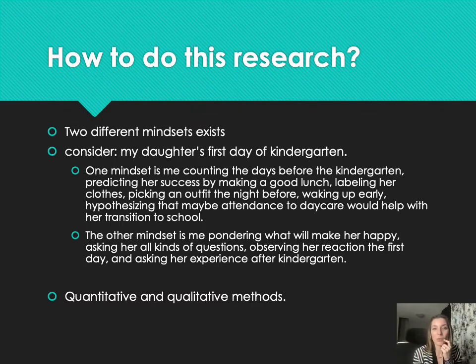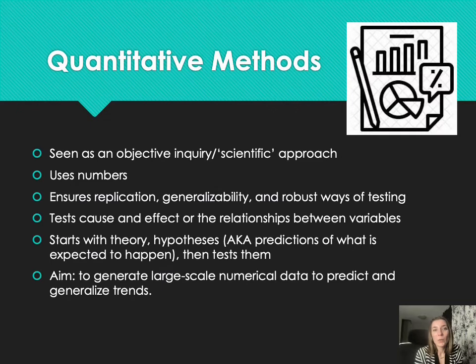And I'm going to show you what I mean by that. So quantitative methods here are seen as objective inquiry. So you're scientifically approaching a problem, you're scientifically studying something, which means objective truth. It uses numbers, it's objective because it doesn't take feelings, imaginations, experiences into account, it's only numbers. It ensures replication, generalizability, and robust ways of testing, which means you can replicate. If I've done a survey on self-compassion on youngers, and these youngers answered a certain way, I can then replicate it with another group of youngers.